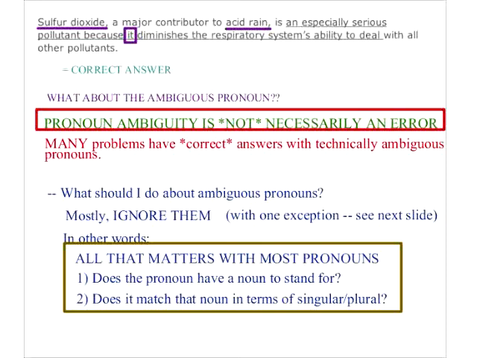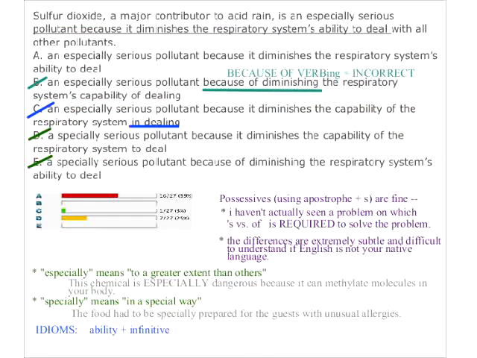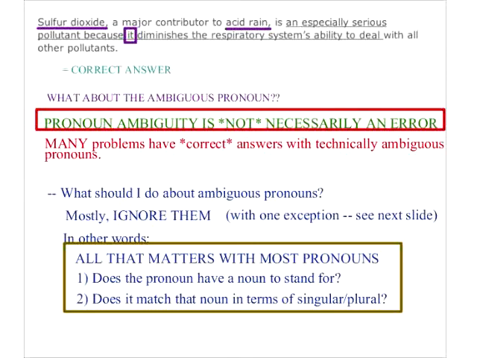So, let's talk about this. In this problem, we have to ignore the ambiguous pronouns. Some people were driven to choose choices like B and E because they wanted to get rid of the pronoun. Make sure you don't.